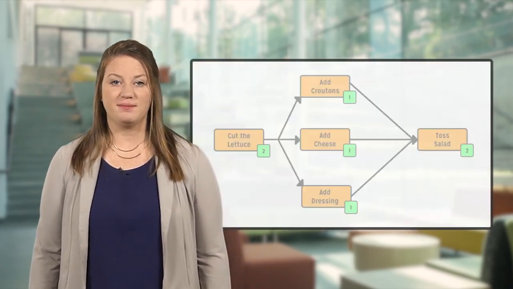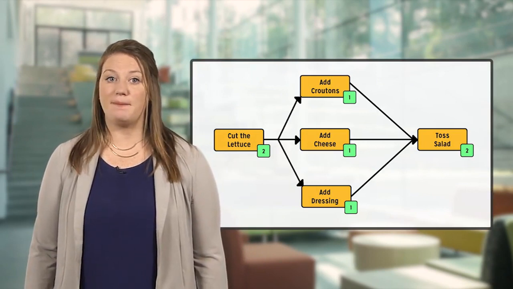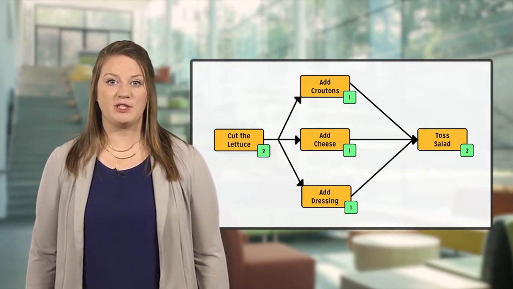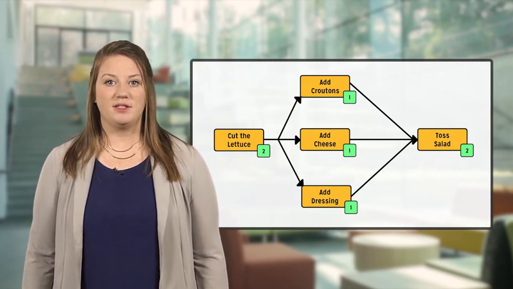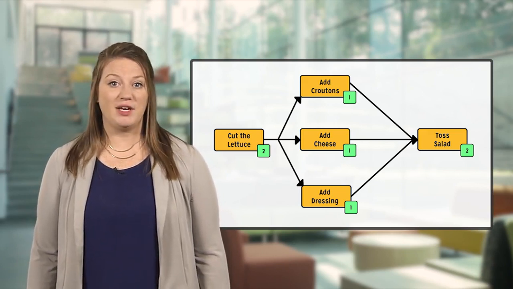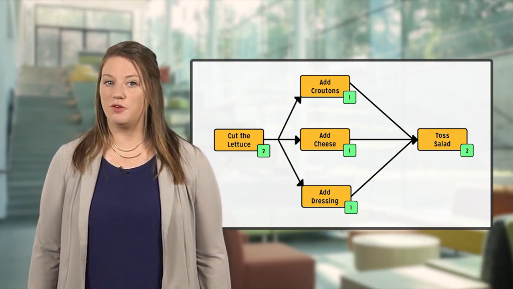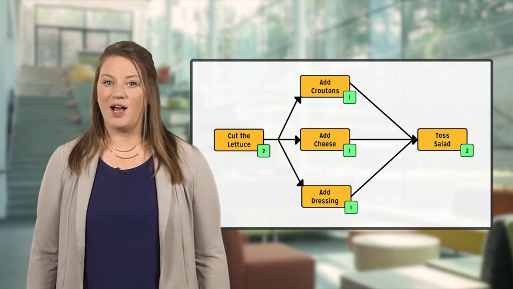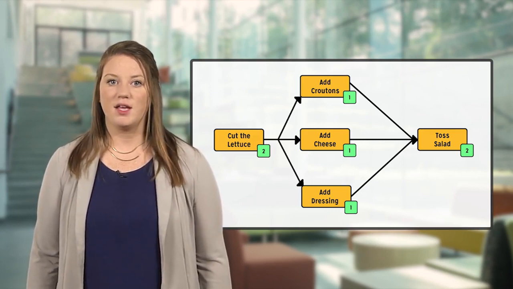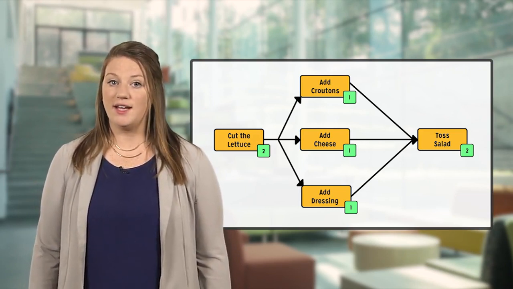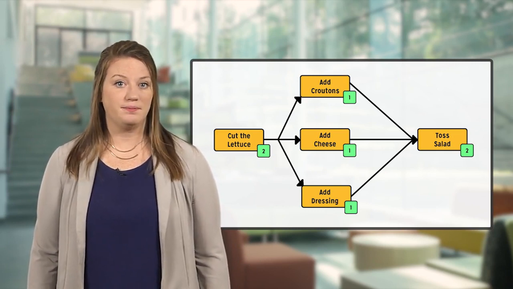Let's look at this salad task plan individually. There are 3 beginning to end paths in this section of the CPM chart. You would be able to complete this entire chart in 5 minutes if you had the addition of croutons, cheese, and dressing all happening simultaneously. We would say that those 3 tasks are happening in parallel.